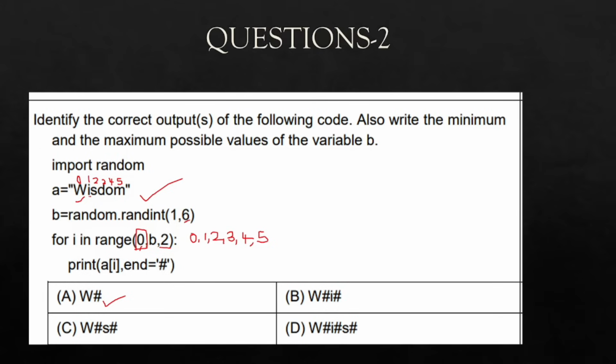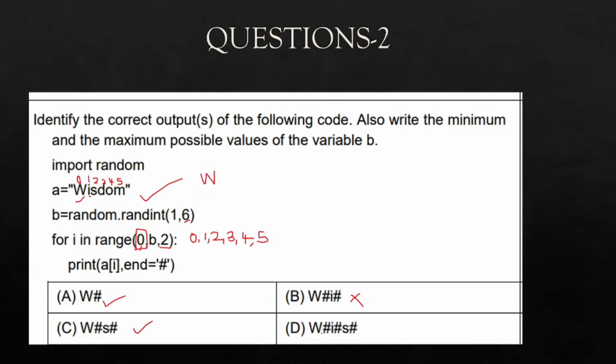It won't get that output because we are giving skip counting here. After W, what actually does it have to print? Yes, it has to skip, right? So that is the next one. And the next one, this is not possible. And what is the next one? W#, S#. This is also correct. It is possible.